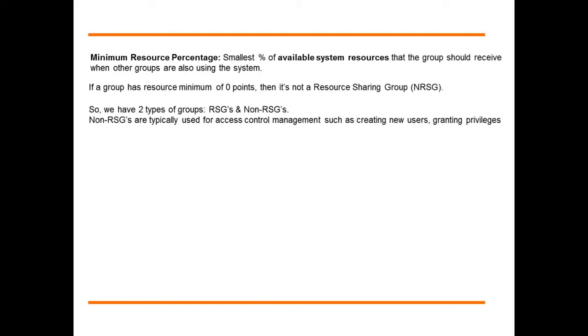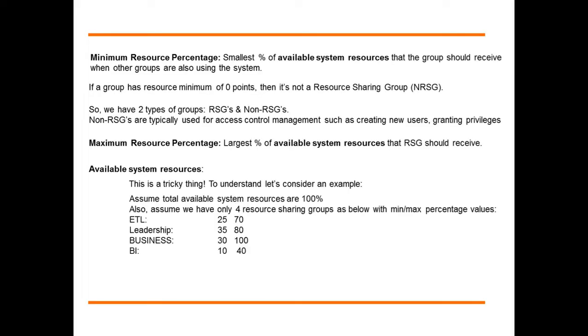Now what I'm saying here is I have 100% available resources. So I have defined 4 groups in my system: ETL, leadership, business, and BI. They each share 25, 35, 30, and 10. So 25 plus 35 plus 30 plus 10 is 100. When all 4 groups are active, they share 100% of resources in this ratio: 25, 35, 30, and 10.